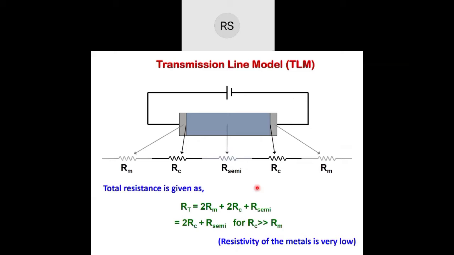So I have given you the figure of merit, how to quantify it. That is actually very, very important. But how to measure it experimentally? The experimental measurement is done using the transmission line model.